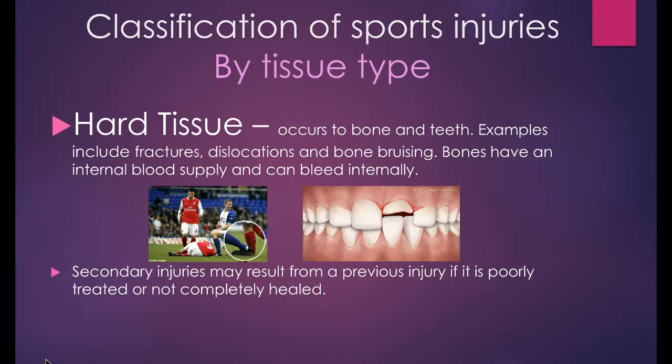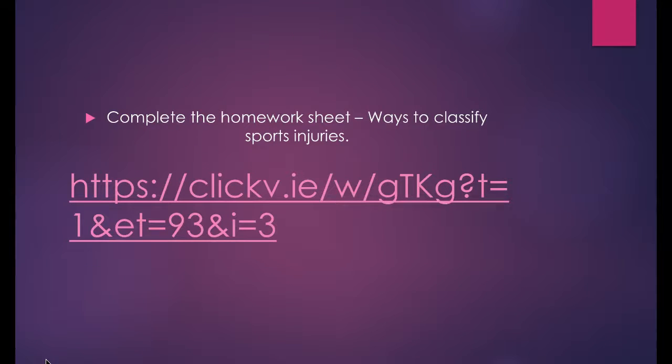Hard tissue injuries occur to basically bone and teeth. So we have examples such as fractures, dislocations and bone bruising. And we have a couple of examples of an injury. We have a fractured ankle, and we also have a broken tooth. I'm going to watch a short clip for you, but make sure that you complete the homework sheet, ways to classify injuries.